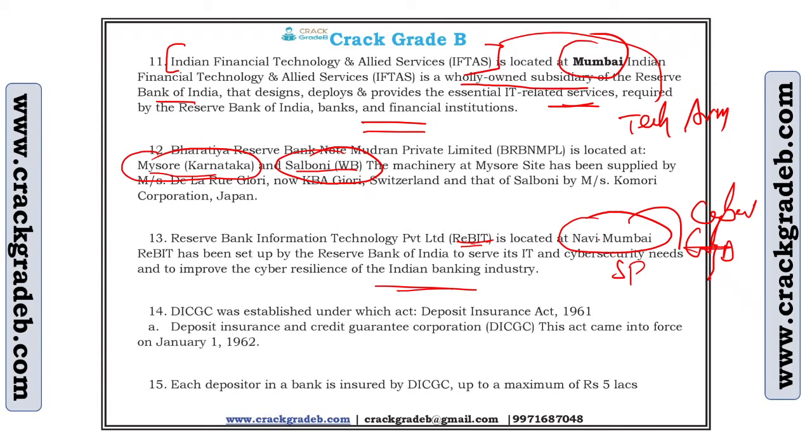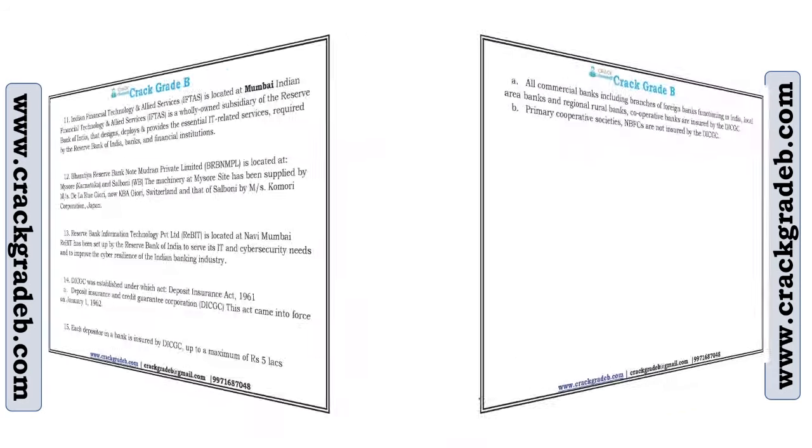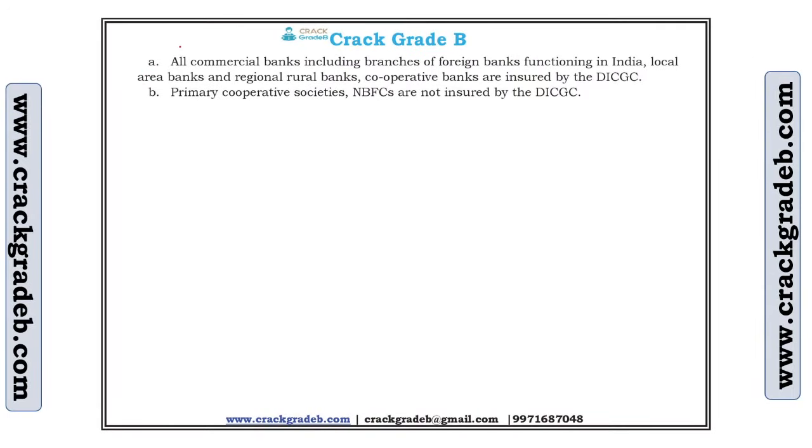Now, DICGC was established under the Deposit Insurance Act 1961. This came into force on January 1, 1962. Very, very important point. Each depositor in the bank is insured by DICGC up to a maximum of how much? 5 lakh rupees. Let's move forward and see the same piece of information further.